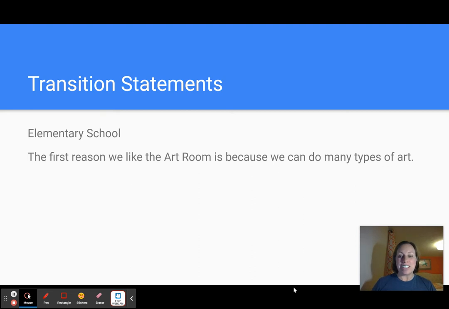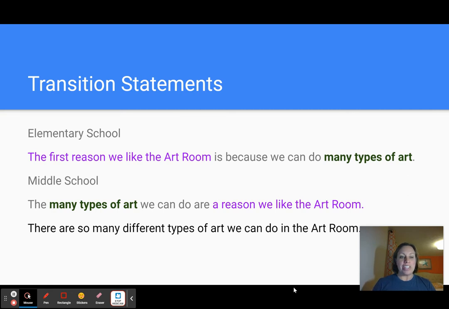Instead, we can flip that sentence. So we take that same idea, but we flip the sentence around, and it just sounds like a more middle school type of writing. So if we take this sentence, so we had the first reason we like the art room, instead of putting it at the beginning of the sentence, we can put that at the end of the sentence. So I wrote the sentence, the first reason we like the art room is because we can do many types of art. So right here, we flipped it.